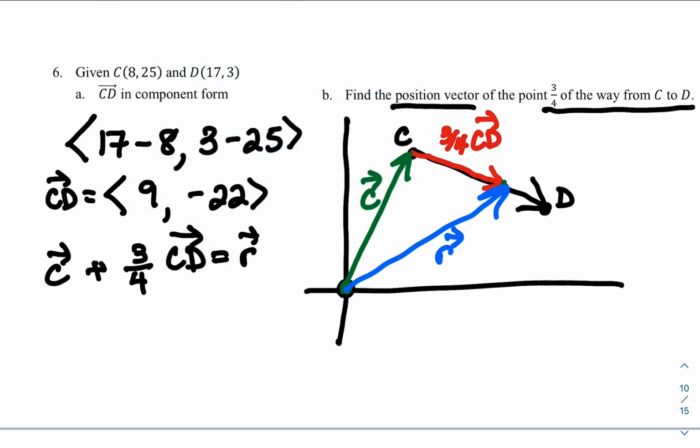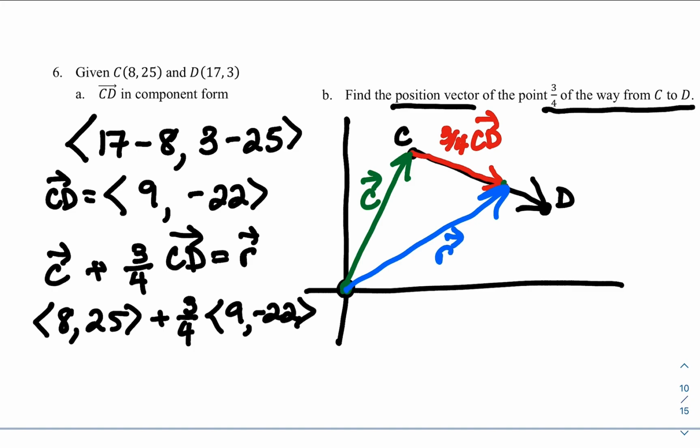So how do I do that math? Well, how do I write a vector C in component form? The initial point is 0, 0. The terminating point is 8, 25. So really the vector C is just <8, 25>. You just change it from parentheses to vector brackets, to chevrons. And we're going to add that to 3/4 of the vector CD, which we already figured out was <9, -22>. So then you just do the math. You've got <8, 25>, and I'm going to distribute the 3/4, so we get <27/4, -66/4>.